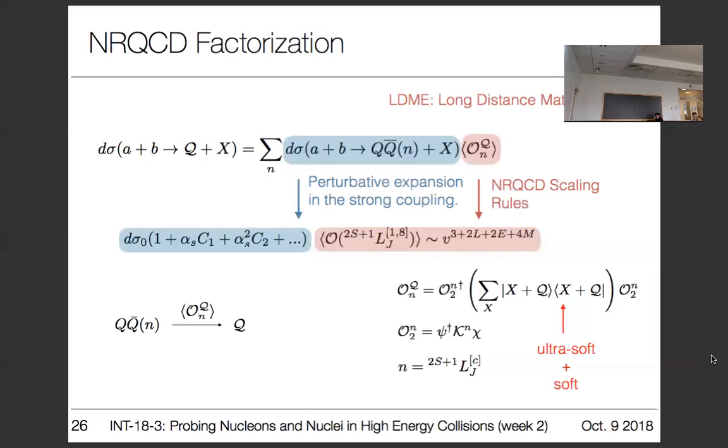You have to fit those because they are non-perturbative numbers, but for each production they have a particular scaling in the relative velocity of the heavy quark and anti-quark, and therefore you can truncate this sum up to the particular accuracy that you care about. Usually we keep the first 4 for J psi and epsilon production.